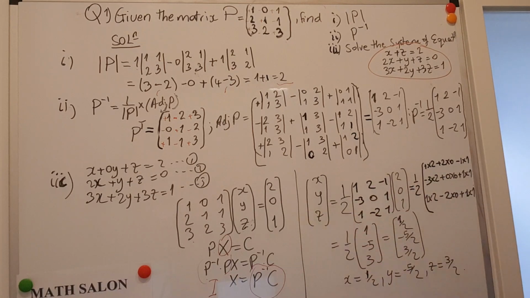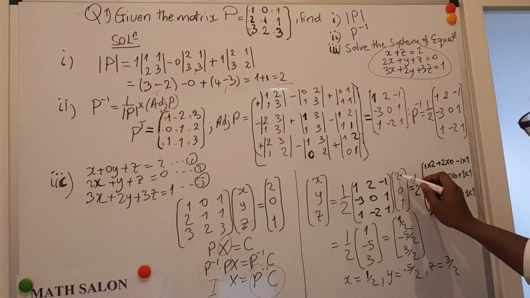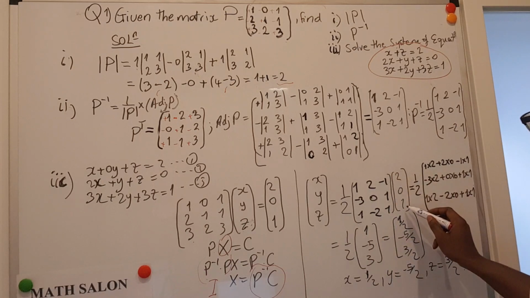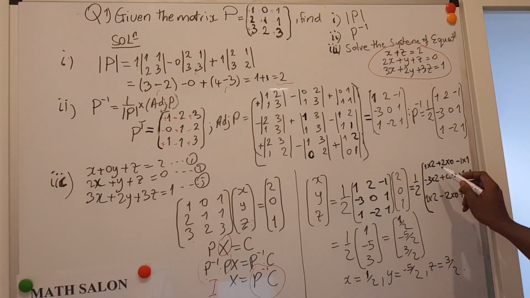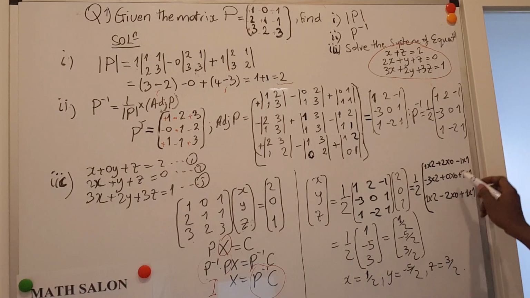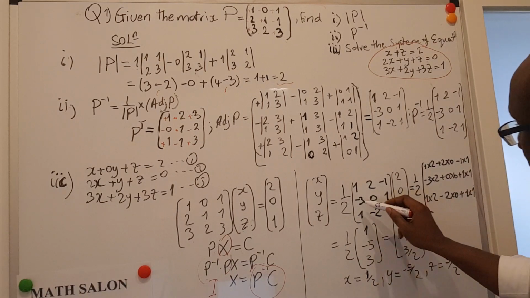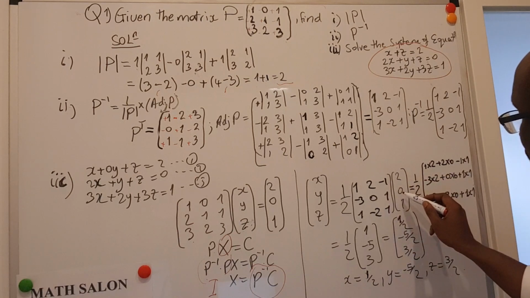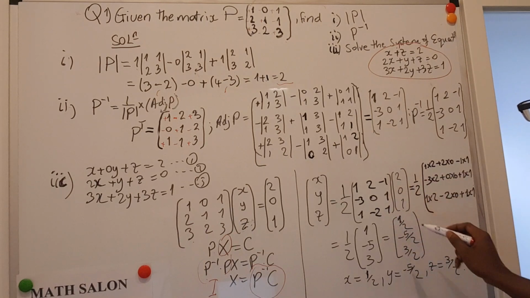1 over 2, I just keep it outside, I don't lose anything. So 1 times 2 plus 2 times 0 plus minus 1 times 1. So if I do that, I get here 2 minus 1, and that is 1. Minus 3 times 2 is minus 6. 0 times 0 is 0. 1 times that is 1. So minus 6 plus 1 is minus 5.